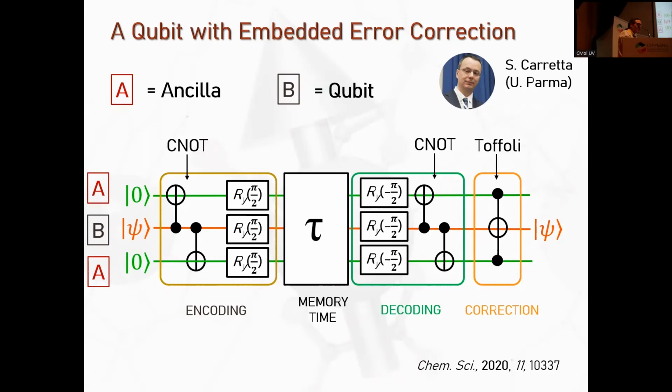These larger, more complex molecules could then be exploited to do more complex operations. So this is where our colleague, Stefano Carretta at the University of Parma, who has been working with us on these topics for a while, imagined that this molecule, which is here represented as A, B, and A, the central one and the two side ones, could be used to perform a so-called error correction protocol.